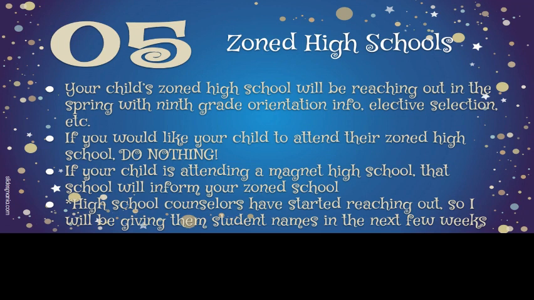If your child is attending a magnet high school, then the magnet high school is going to get in touch with the zone school to let them know that he or she is not going to that zone school. You don't have to do anything. You don't have to contact Arborview and say, no, my kid is going to Northwest Career and Technical Academy. No, Northwest Career and Technical Academy will get in touch with Arbor and let them know.